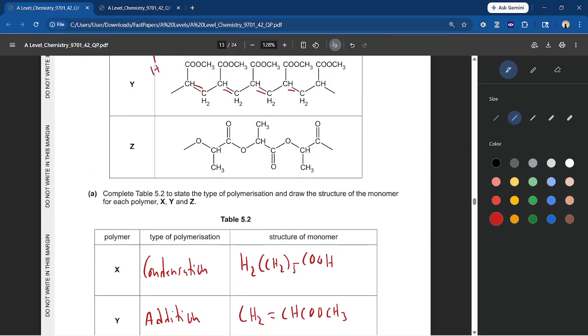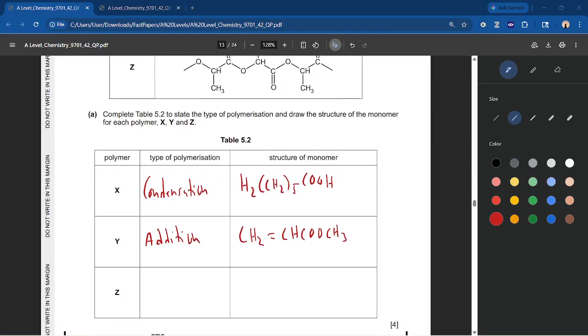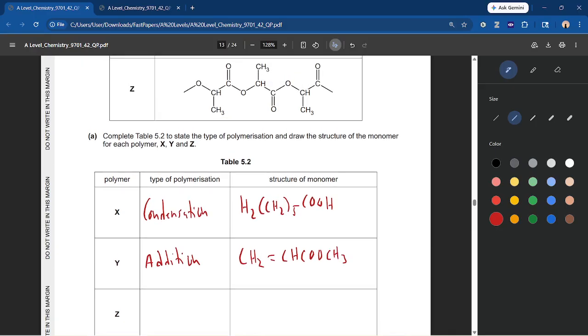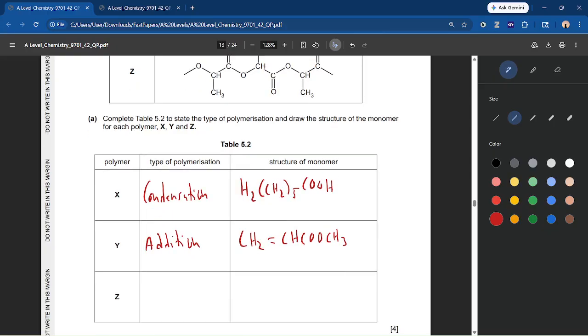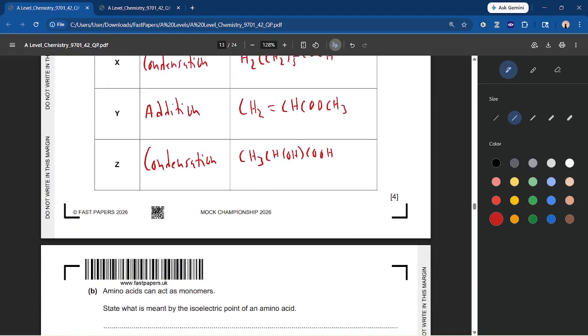So you can tell when it starts, over here, CH2 is bonded with CH with that. And the last one, Z, taking a look at it, this also feels like a condensation. Condensation. And in a similar vein, this will be CH3, CHOH, COOH. There we go.